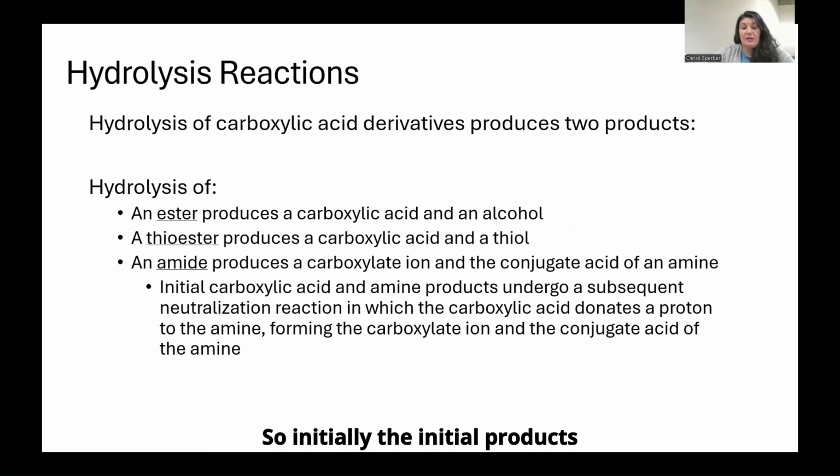Initially, the products of the hydrolysis of an amide are a carboxylic acid and an amine. But those two products undergo a subsequent neutralization reaction, because amines can act as bases and a carboxylic acid is an acid, in which the carboxylic acid donates a proton to the amine, forming a carboxylate ion and the conjugate acid of the amine.